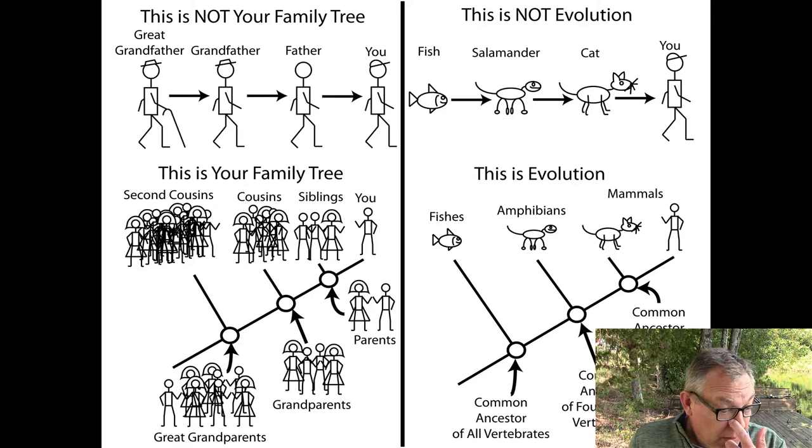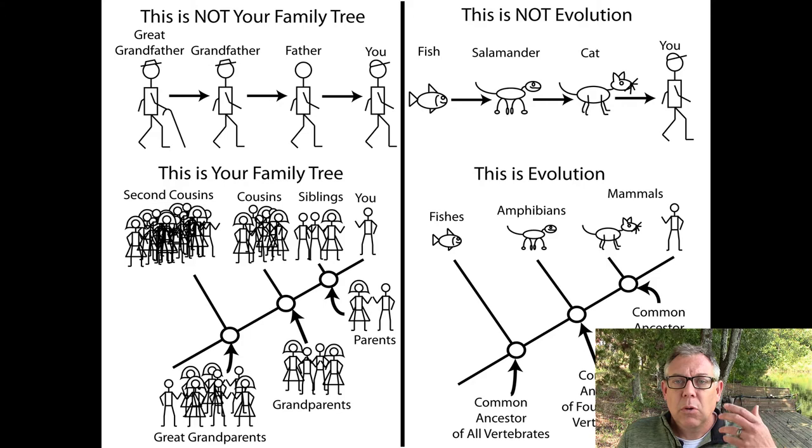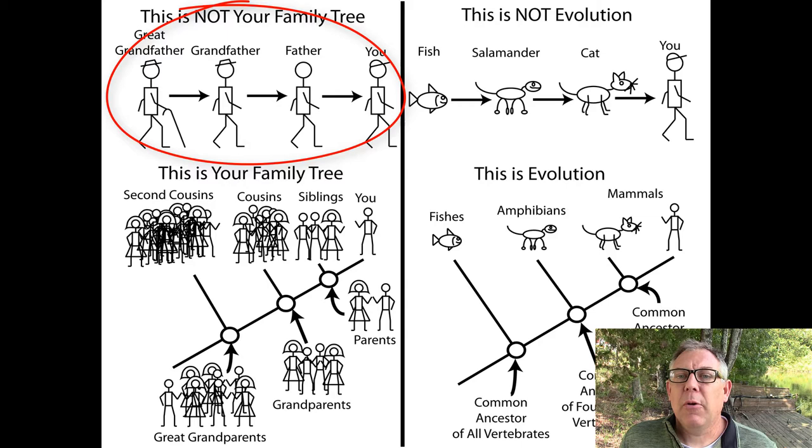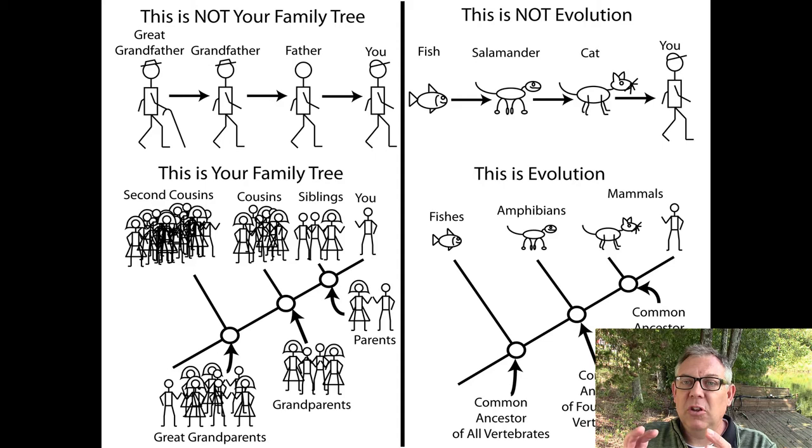So what we're looking at on the left here is your family tree. And this is something that you are familiar with, right? If you look at the top part of this graphic, what we're saying is this is not your family tree, right? Your great-grandfather did not morph into your grandfather, which changed into your father, which changed into you, right? Your parents didn't turn into you. That sounds silly, because it is silly. We don't think like that.